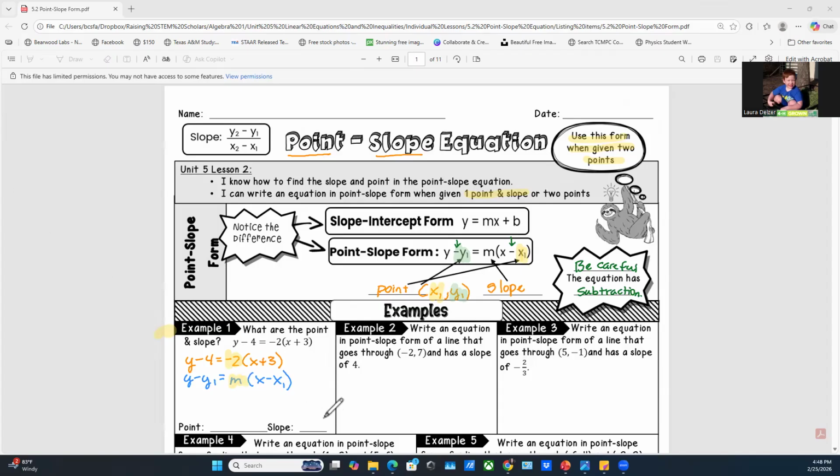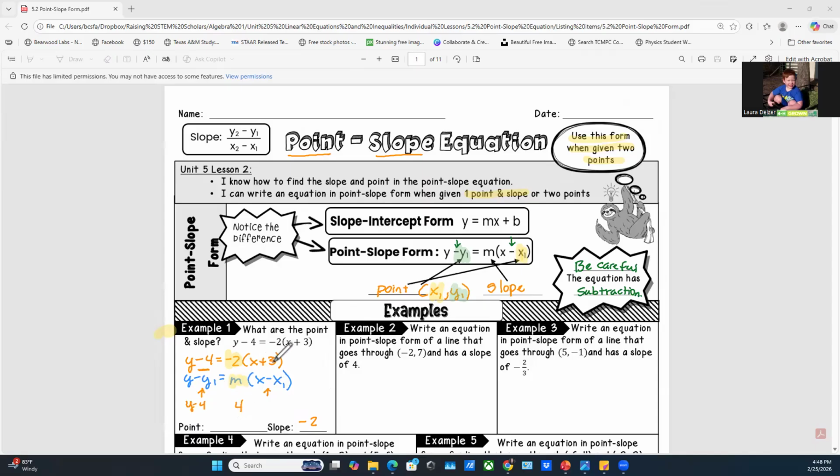The next part can be tricky, so we have to be careful. I'm going to write down my negative 2. I want you to notice we've got a subtraction right here and a subtraction right here, which means we're going to have to flip these signs. So that y minus 4, it's not going to be negative 4 as the point. It is going to be 4, because if we plug that into the equation and do y minus 4, that's what we get. So this is a positive 4.